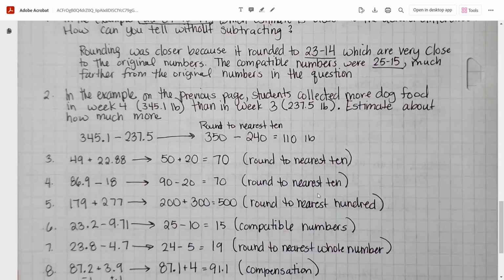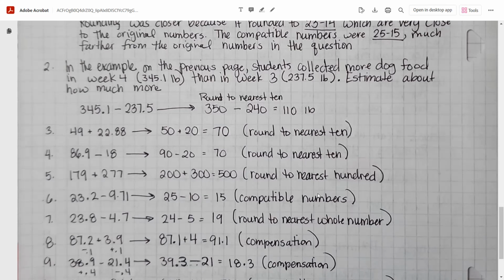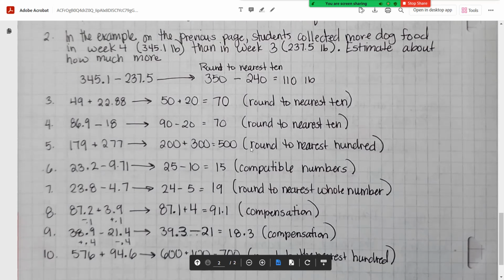Number 2, in the example on the previous page, students collected more dog food in week 4 than in week 3. Estimate about how much more. So I'm going to find the difference. I'm going to do 345 and 1/10 minus 237 and 5/10. So I'm going to round first to the nearest 10. So 345 will round up to 350. 237 will round to 240. And when I do 350 minus 240, I'm left over with 110 acres.